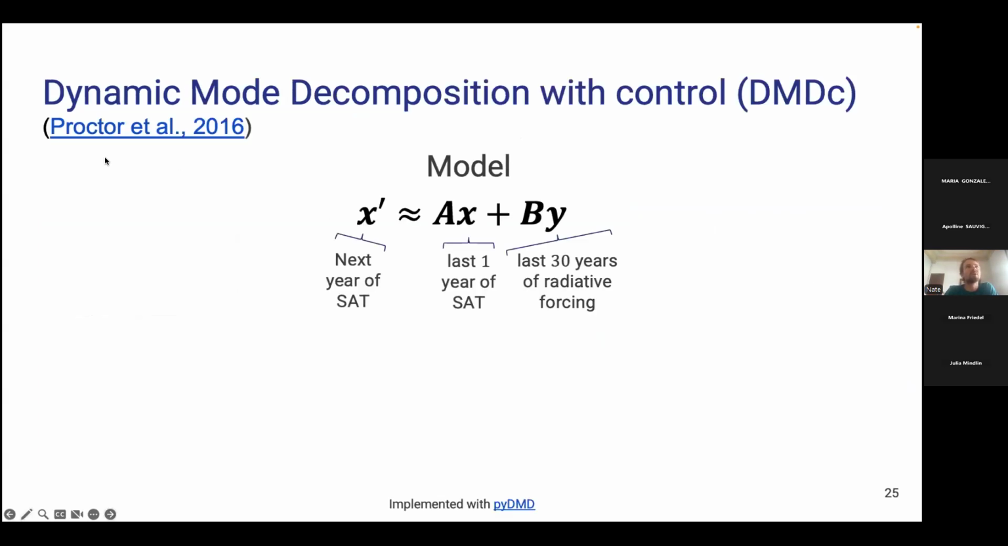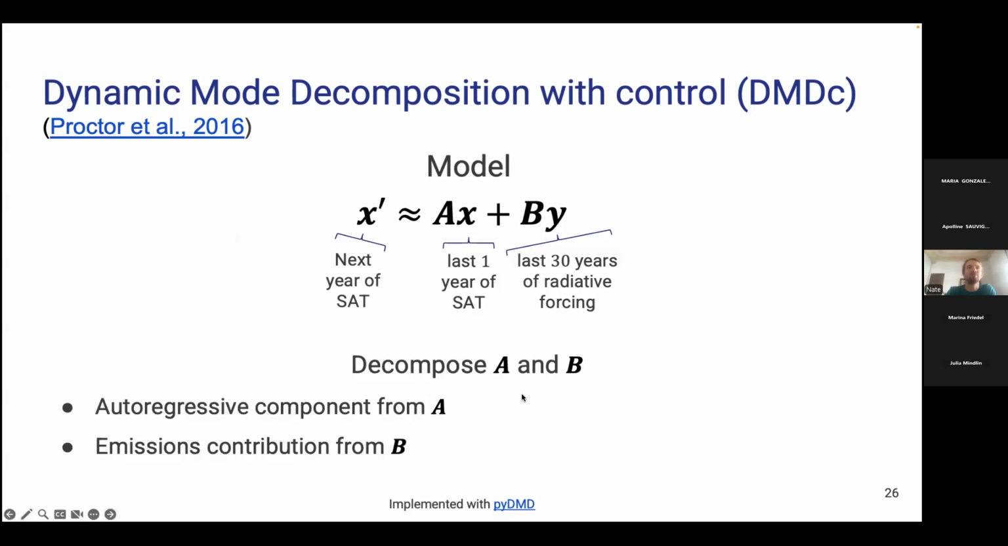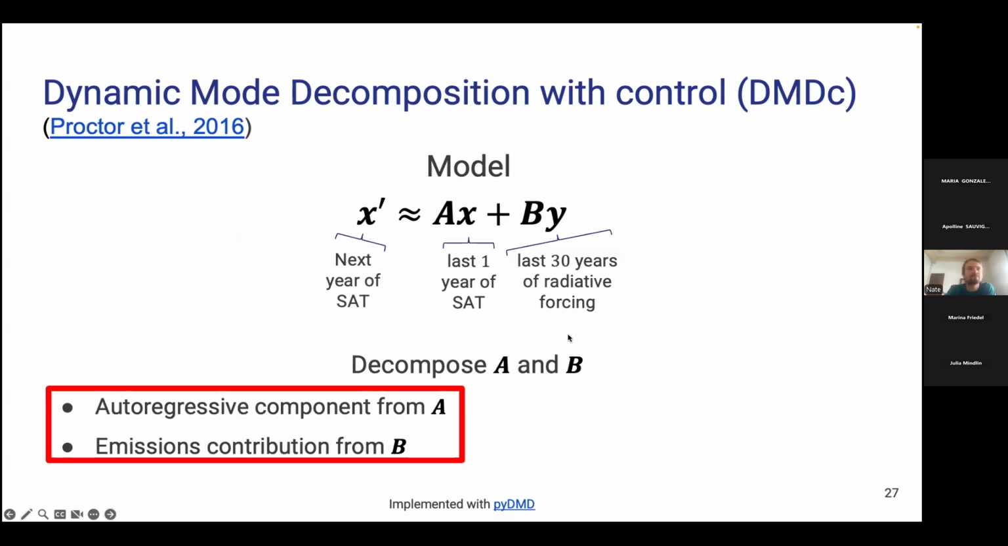So this model is from Proctor et al. in 2016, so it's been used quite a bit. But essentially, like I said, the next year of SAT is approximately a linear function of the last year of SAT plus the last 30 years of radiative forcing. That's the model. And so what we're going to do is decompose A and B to get what we call the autoregressive component from A. These are modes of variability that come from the last year of temperature affecting the next year of temperature. And then we get modes of variability that encapsulate the emissions contribution from B.